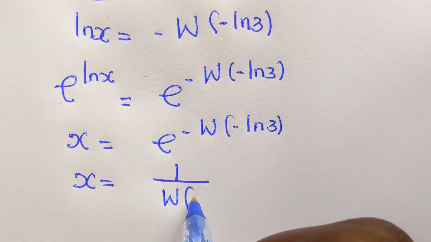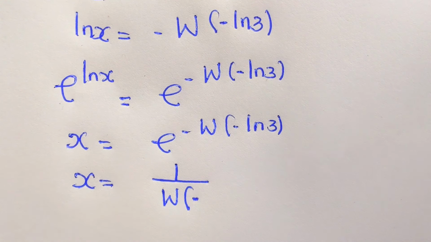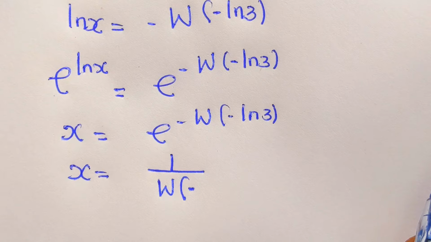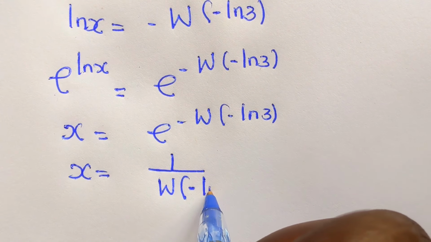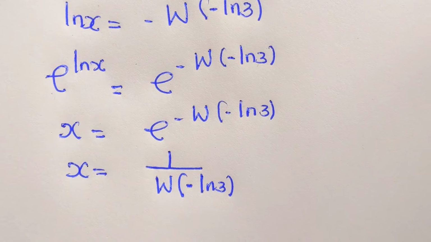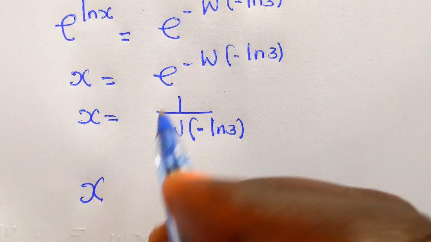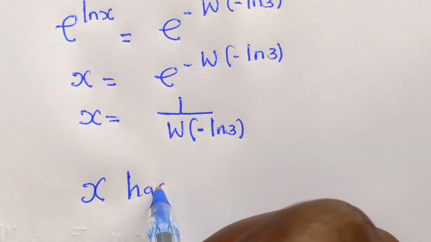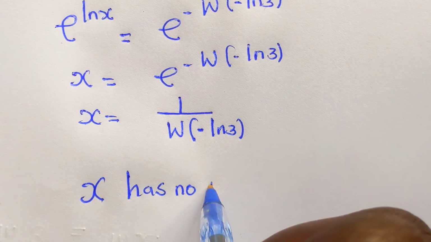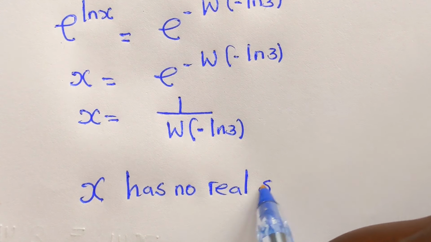W of negative ln 3, so that here x has no real solution.